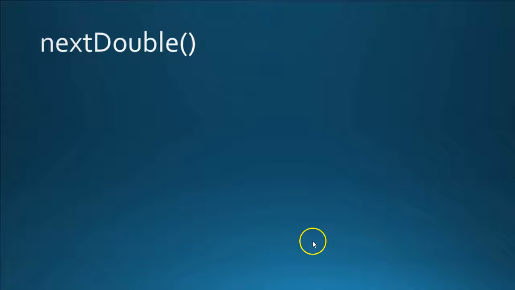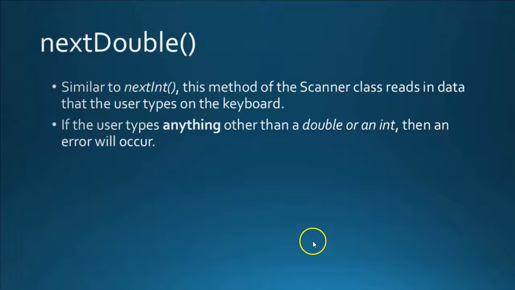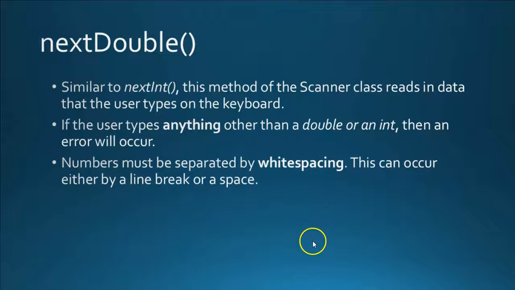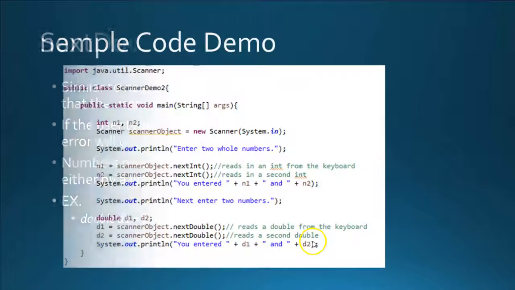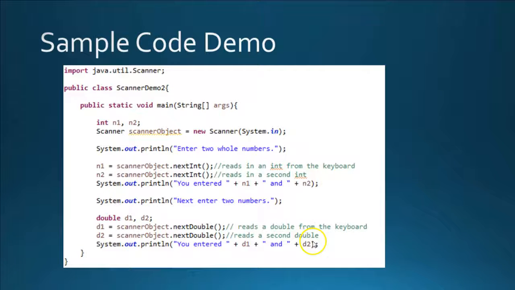Similarly, besides nextInt, you can use nextDouble. It also reads in data that the user types on the keyboard, and if they type anything other than a double or an int, then an error occurs. Because it's a double, remember doubles can take ints, so you could just type 4 and it would be valid. Numbers must be separated by white spacing. This can occur either by a line break or a space. So here's an example. Double d1 = KB.nextDouble. And if we look here, here's another one.